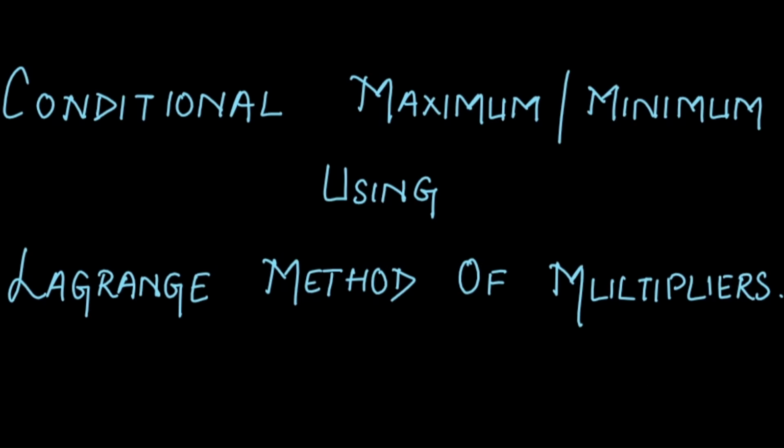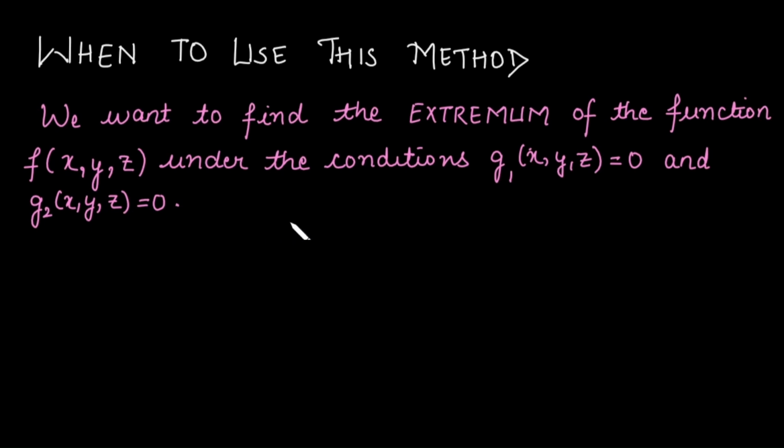In this video, we are going to learn about the conditional maxima and minima using the method of Lagrange multipliers. When to use this method? Imagine we want to find the maxima and minima value of a function but with certain conditions. For example, we have a function that depends upon three variables x, y, z, and there are specific conditions depending upon these variables, suppose g1 and g2.